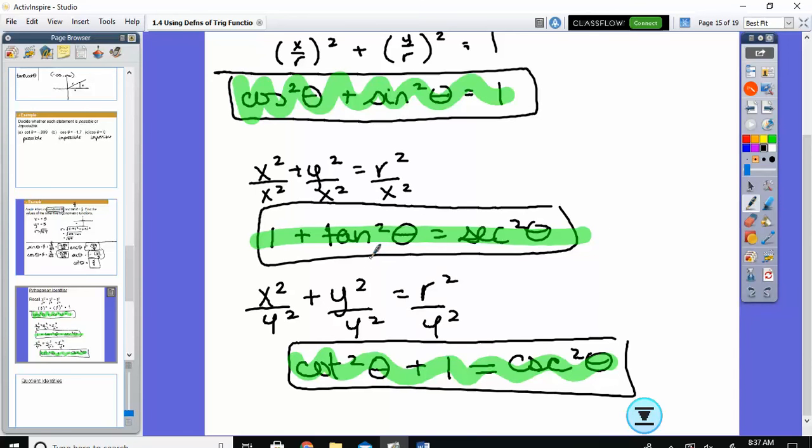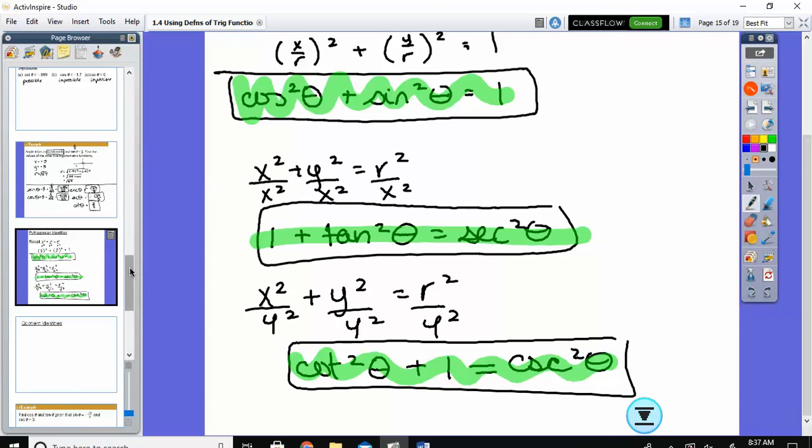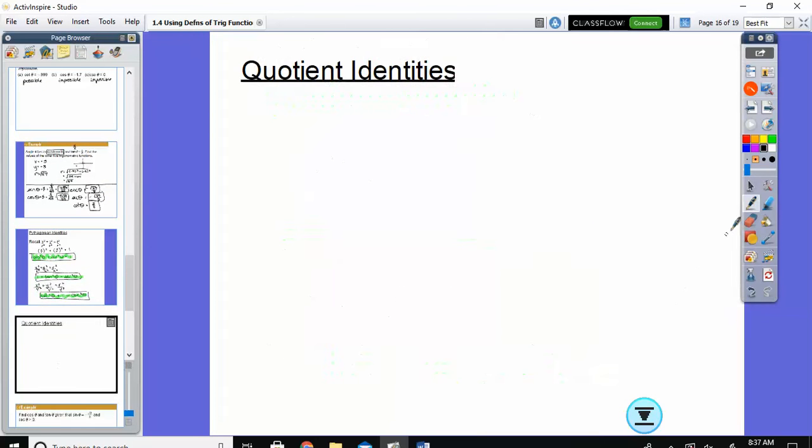Alright, there are 2 other identities that we have, and this is just kind of showing us all the ways these trig functions are connected to one another. So we've talked about reciprocals a lot. Quotient happens when you divide 2 identities. So what happens if I take sine divided by cosine?